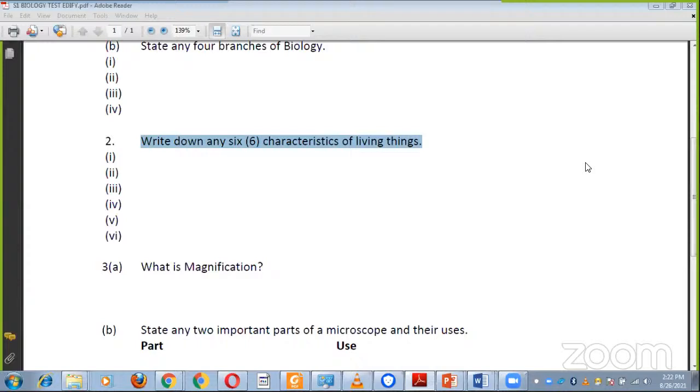There is Noble Muiza. Okay, Noble is quiet. Let's get another person. Bate Sachi Blessing. Living things feed. Okay, thank you. Living things feed.